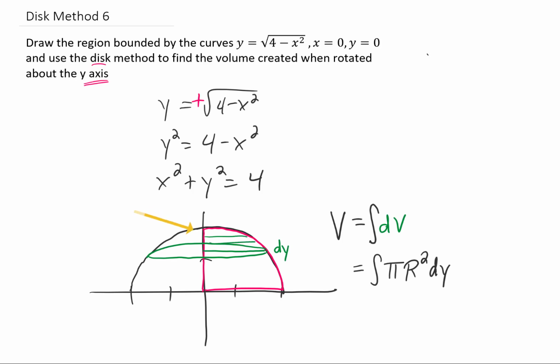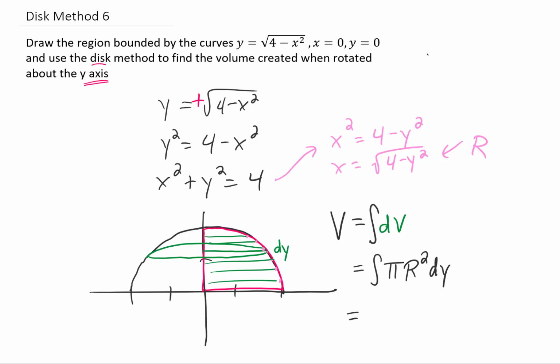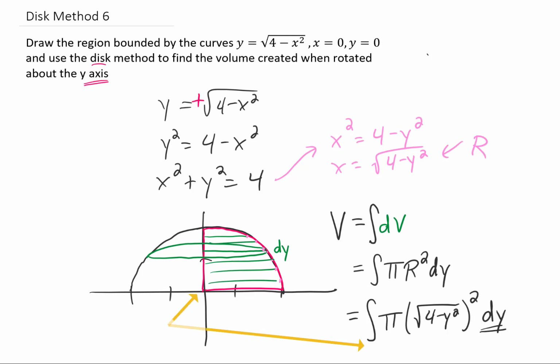No matter where I slice this region, the radius of the disk is going to be given by the equation of the circle here. In fact, each one of these radii will be given by the x value on the equation of that circle. So we can solve this equation of the circle for x. x is going to be the square root of 4 minus y squared. That is the radius that we're looking for, so we can plug that into our volume. The limits now have to be limits on y. The smallest y value in this region is 0, and the largest y value in the region is 2.